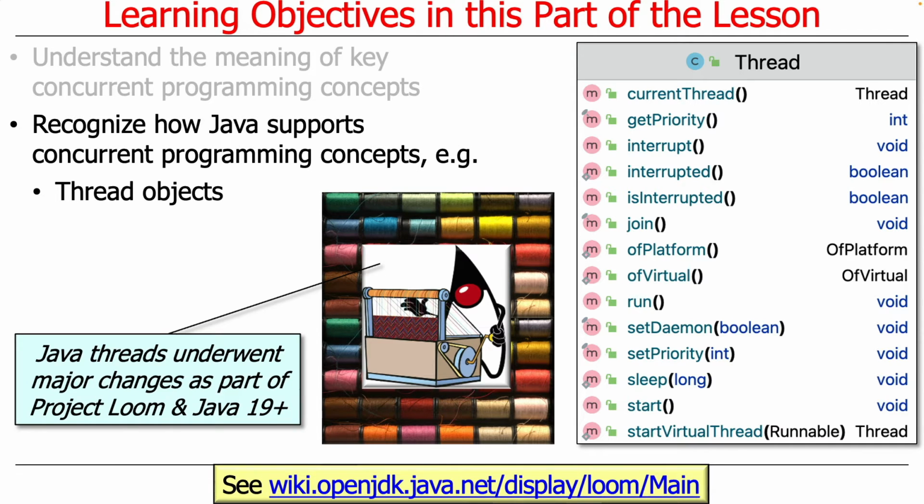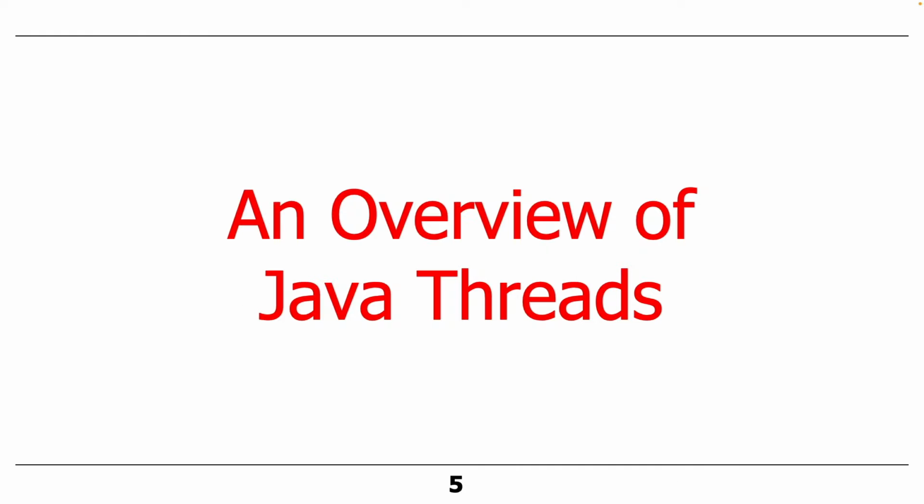Now, it turned out within the last year or so, ironically around the same time that ChatGPT started coming out, Java threads underwent a major change as part of something called Project Loom and Java 19. I think we're on Java 20 now, but this whole real fun started with Java 19 when you could really get access to the features we're about to talk about.